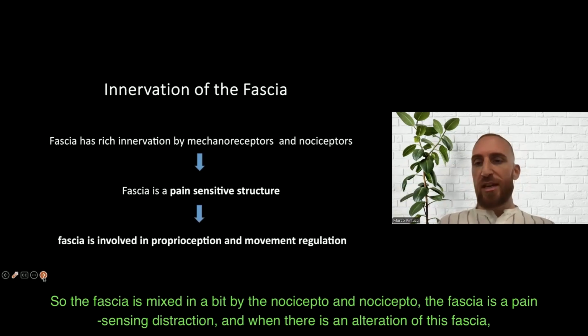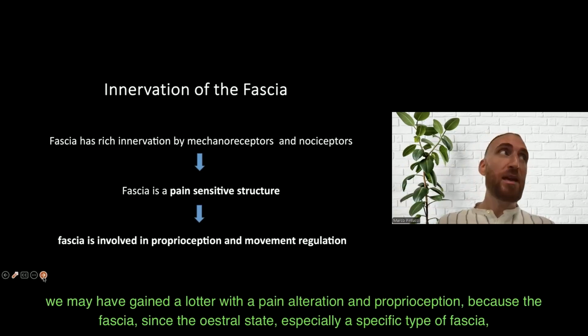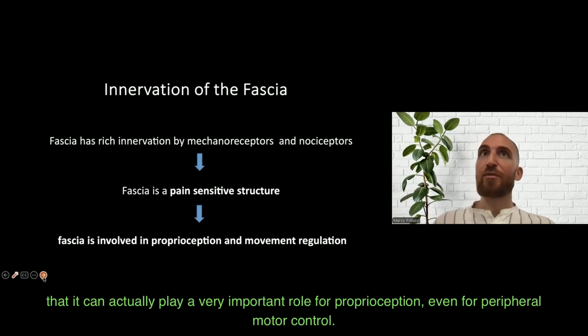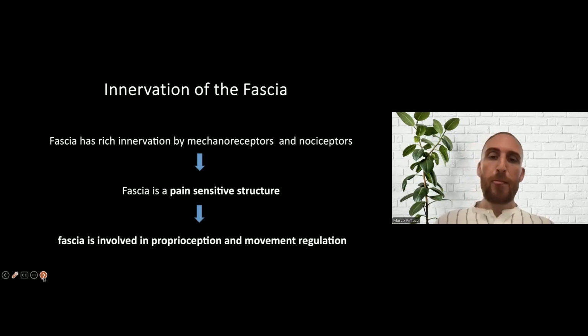So the fascia is richly innervated by mechanoreceptors and nociceptors. The fascia is a pain-sensitive structure, and when there is an alteration of this fascia, we may have local pain, referred pain, alteration of perception, because the fascia, also in its physiological state, especially a specific type of fascia such as retinaculum, plays a very important role for proprioception, even for peripheral motor control.